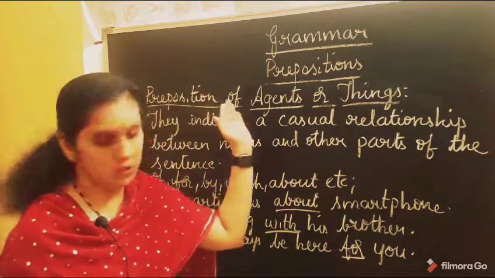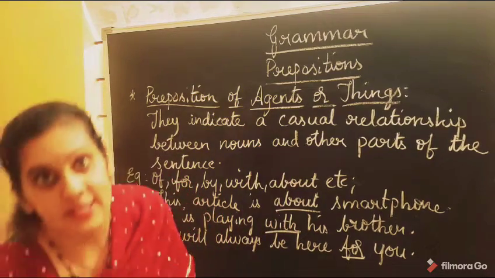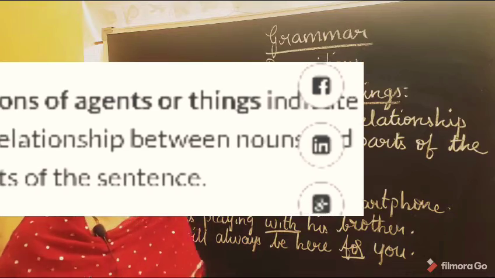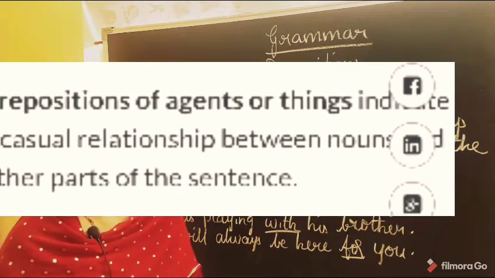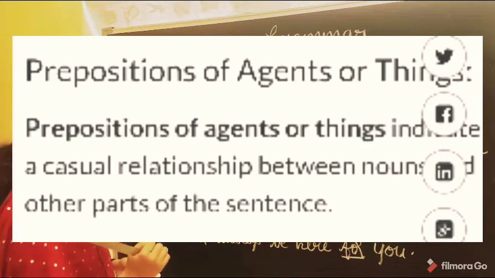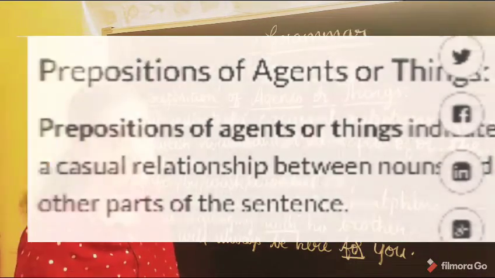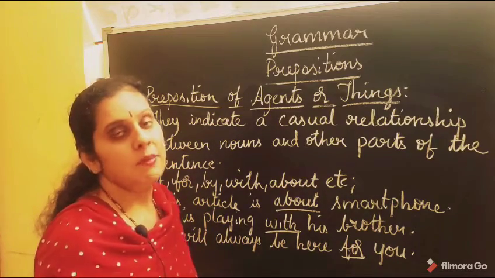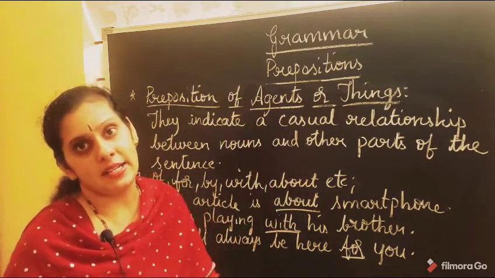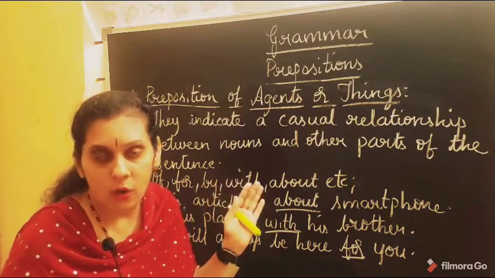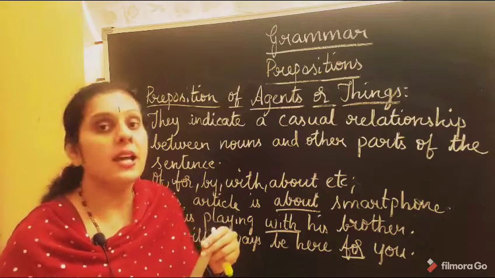The next type of preposition is preposition of agents or things. It shows the causal relationship of the noun with the other parts of the sentence.